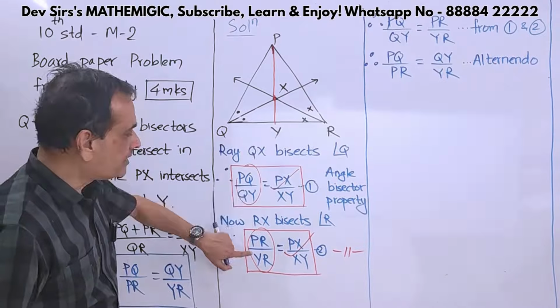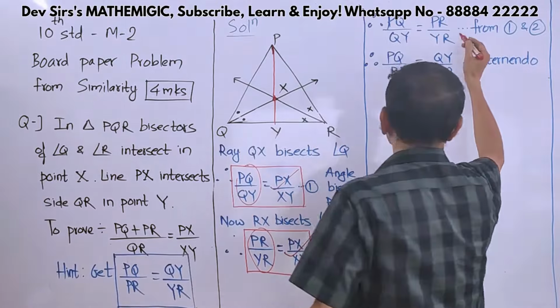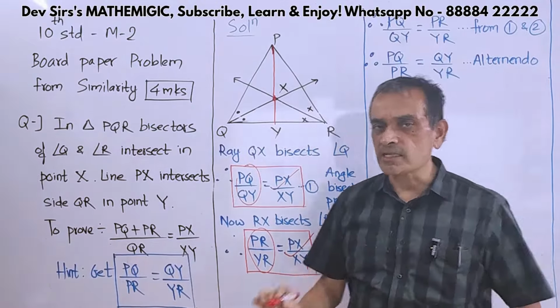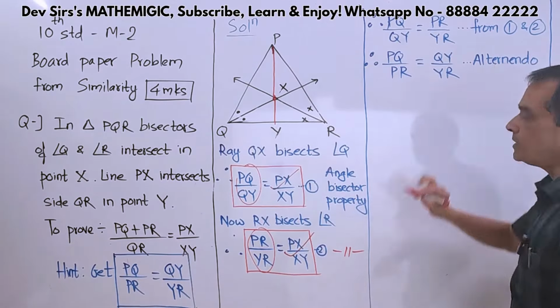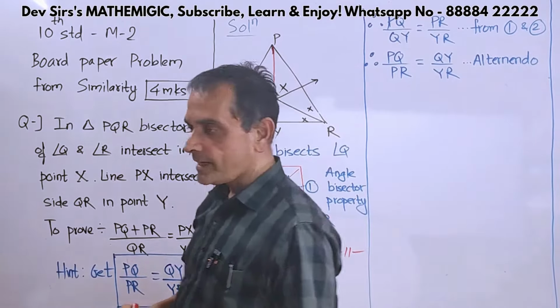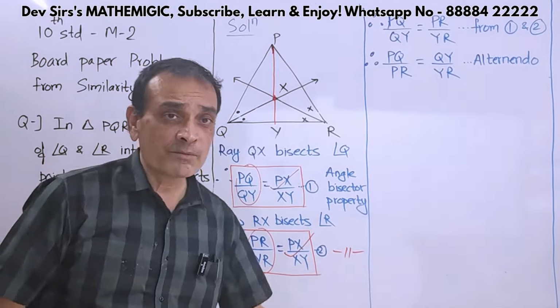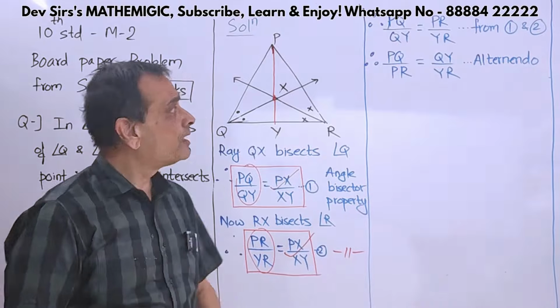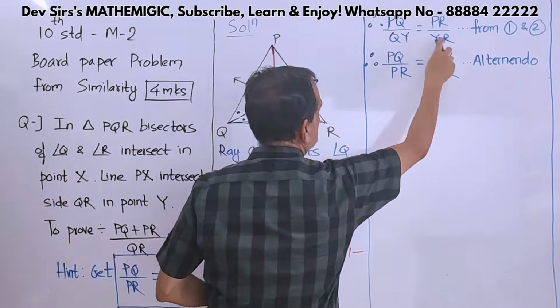Therefore PQ upon QY is equal to PR upon YR. No need to write the reason as transitivity. Just write from equations 1 and 2. That's all. Okay? So this was simple up till here. Further also it's simple but more interesting now. Now, after I have used transitivity, I have got this equation.